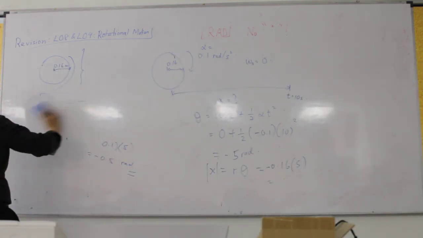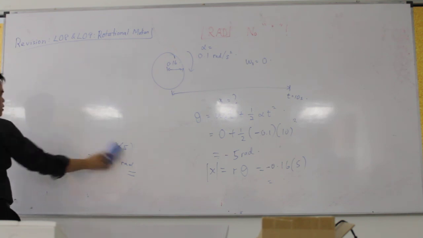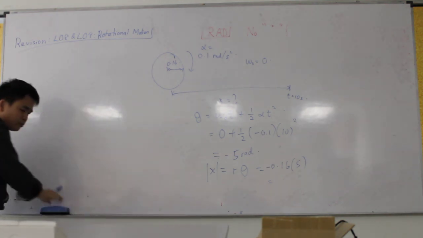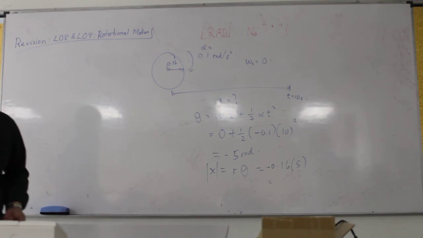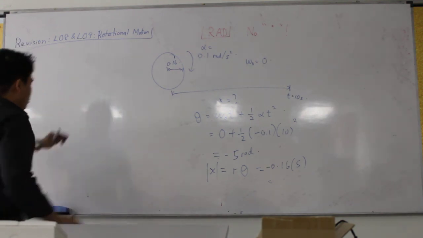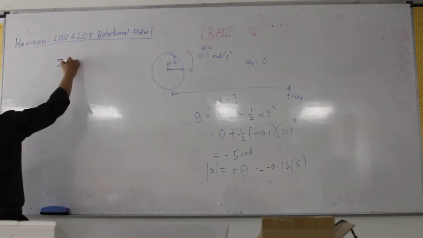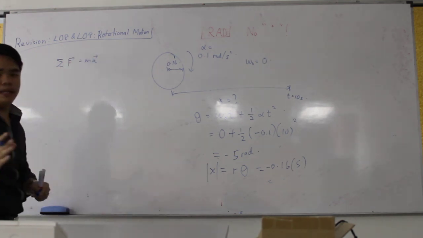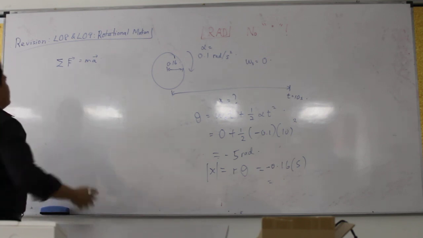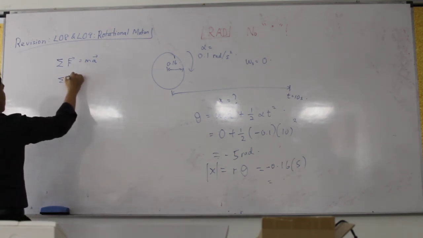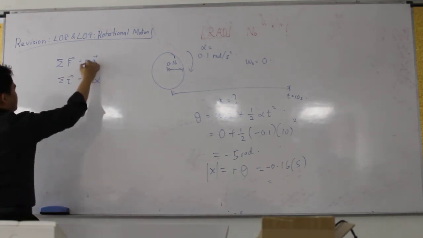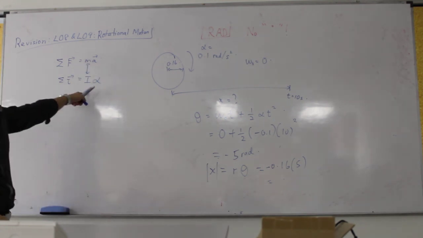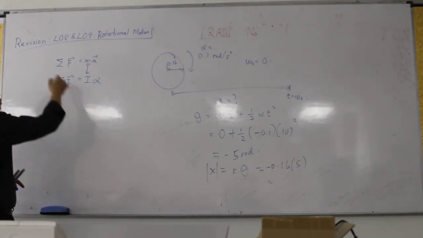With that, I finish the kinematic part, and maybe I can move on to some other part, let's say Newton's law. Before this, we studied that Newton's law is sigma F equals ma. For the rotational part, there's an analogy also, which is sigma tau equals I alpha. Later I will cover what I is, but at this moment, let us just do this one first.